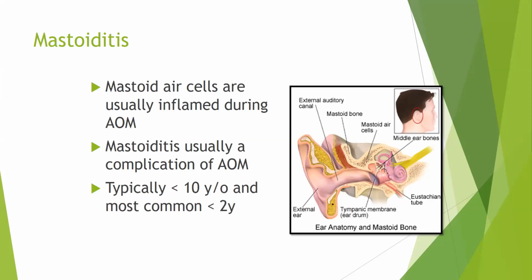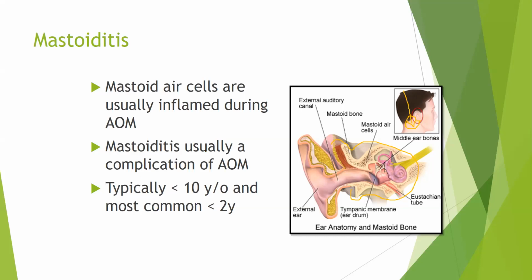Mastoiditis, so this is a really bad actor. Basically, mastoiditis is you get some sort of an ear infection, and then this entire mastoid bone gets infected as well. It's usually warm and hot back here behind the ear. So the mastoid air cells are usually inflamed.